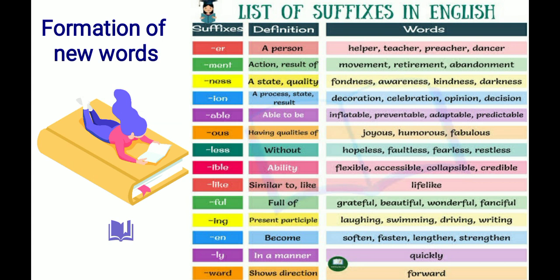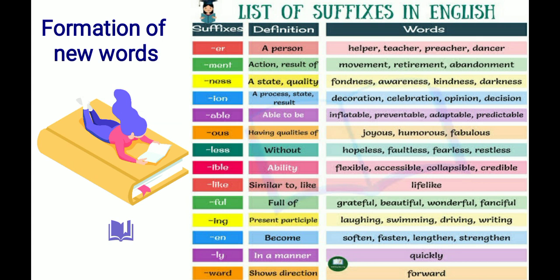Then ION. It denotes a process, state, result. If we add ION with decorate, the new word will become decoration, or celebration, opinion, decision, which denotes a process, state or result. Next is able. ABLE, able. Able means able to be. If we add able at the end of any word like prevent, preventable, that means we are able to prevent. Adaptable, predictable, that means we are able to predict.